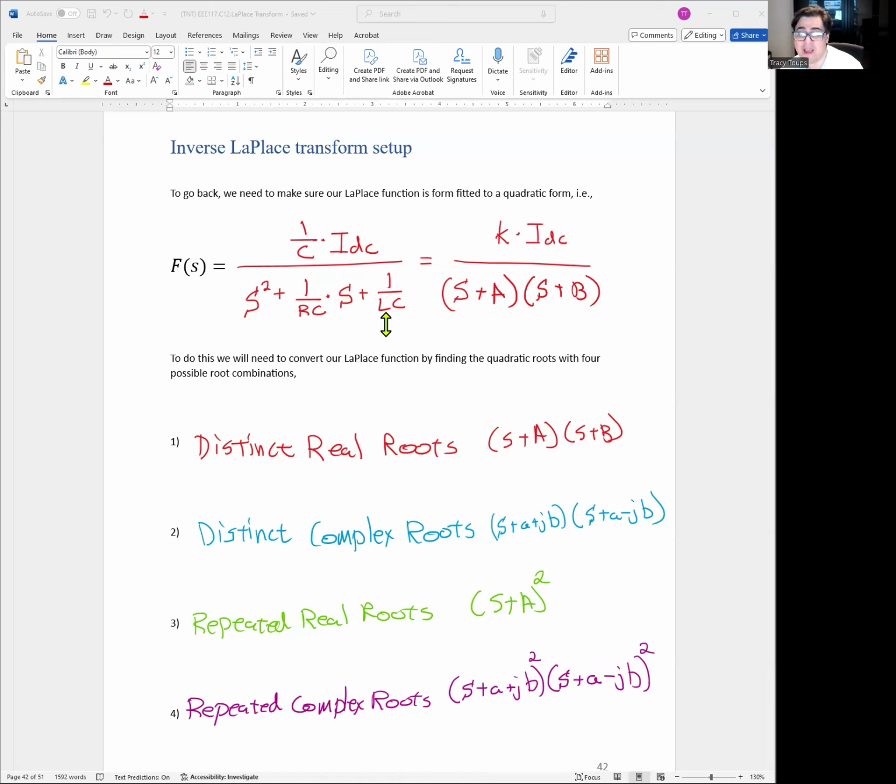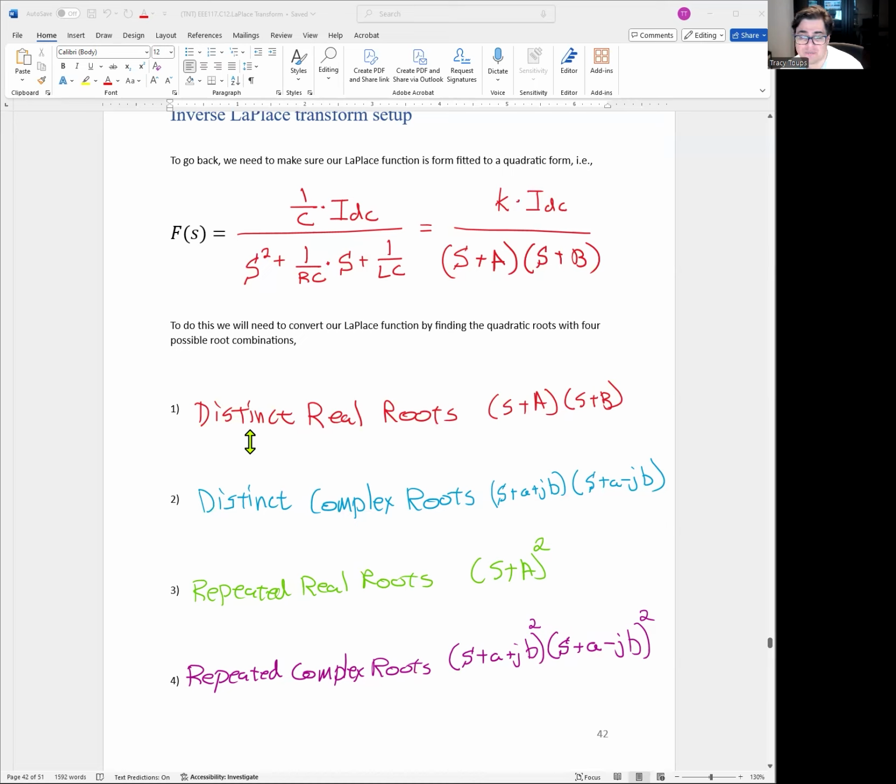Now, once you have your roots, you ask yourself, there are 4 types of roots you can get based on your quadratic formula. It could be distinct real roots, where there are no imaginary numbers and they're different numbers. A and B are different. Okay. This could be like S plus 4 times S plus 10. They could be distinct complex roots, where it could be S plus 3 plus J4 times S plus 3 minus J4. Okay. They are different roots. They're conjugates because you'll still have the same A's on both sides and same B's on both sides. It won't be plus, it won't be minus.